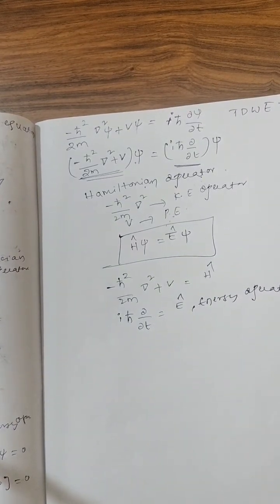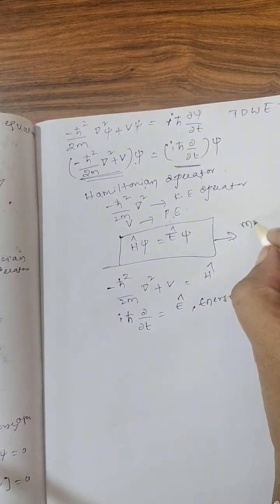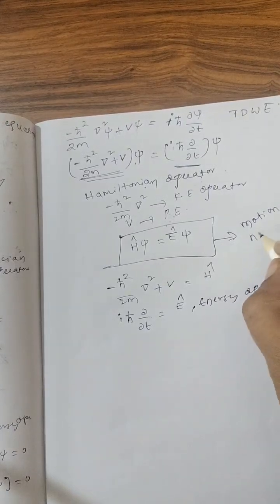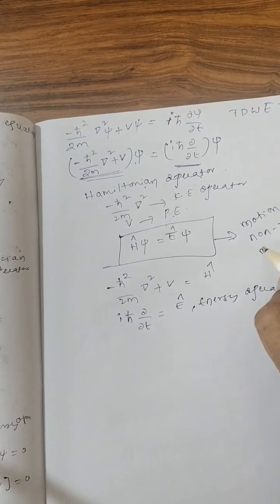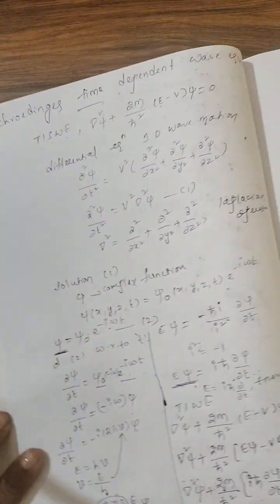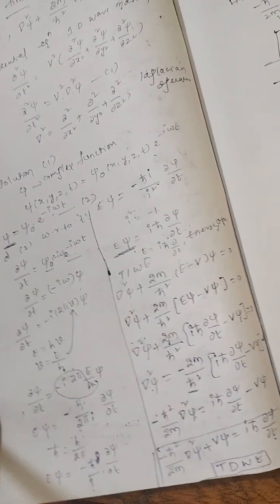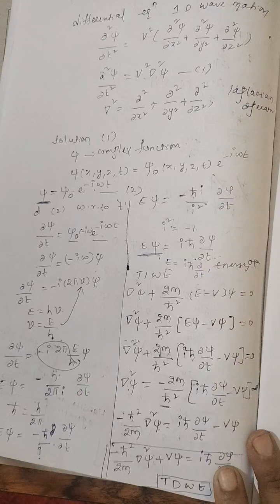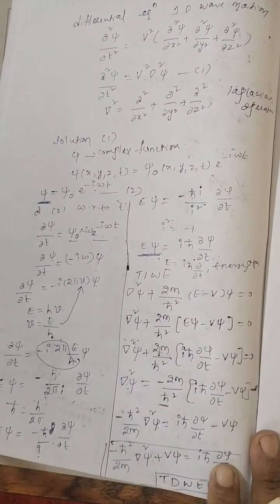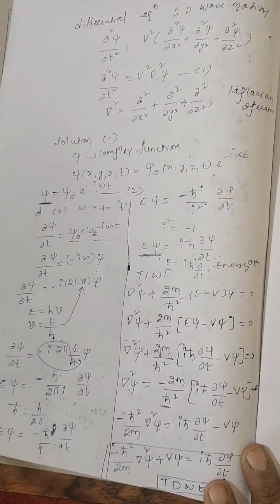Okay. So now in such a way this particular equation describes the motion of non-relativistic material particle. So this is about the time-dependent Schrodinger wave equation. Okay. In my next video, I will explain about the time-independent, the comparison of time-independent and the time-dependent Schrodinger wave equations.